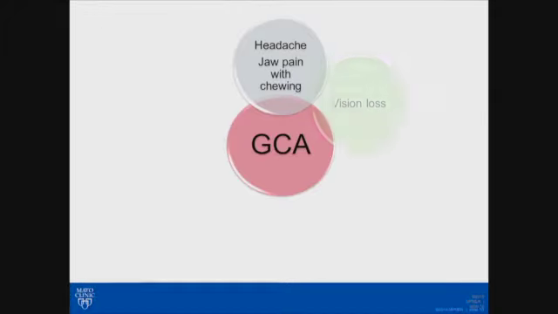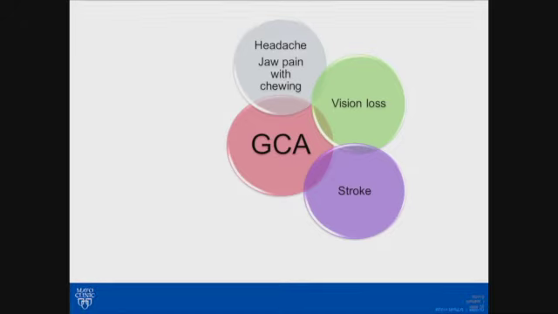But GCA comes in a lot of shapes and sizes. Again, one of the more feared consequences is that individuals may suddenly, unexpectedly have painless loss of vision in one eye, and if not treated, could also involve both eyes. But again, because of the disease affecting the blood vessels in the head, we're concerned about and evaluate carefully because there may be risk of stroke.